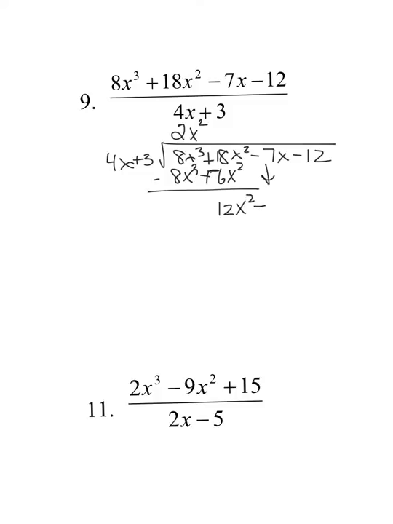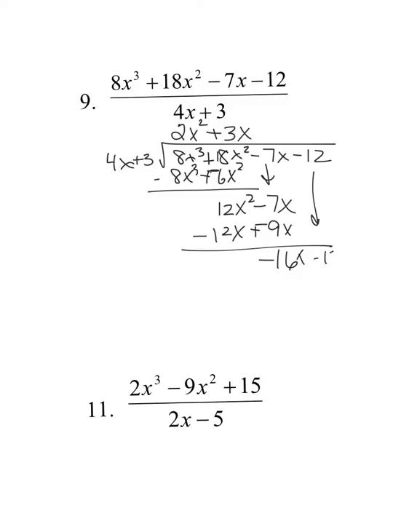Drop down your negative 7x. 4x goes into 12x squared, positive 3x times. So you're going to get 12x squared plus 9x. Subtract, subtract. So you have a negative 7, negative 9 gives you a negative 16x. Drop down your negative 12. 4x goes into negative 16x, negative 4 times. So you get negative 16x minus 12. And again, subtract, so it becomes plus plus. You get 0. So even though it looks scary, you can divide a polynomial that has 4 terms by a binomial, and you'll get your trinomial answer.